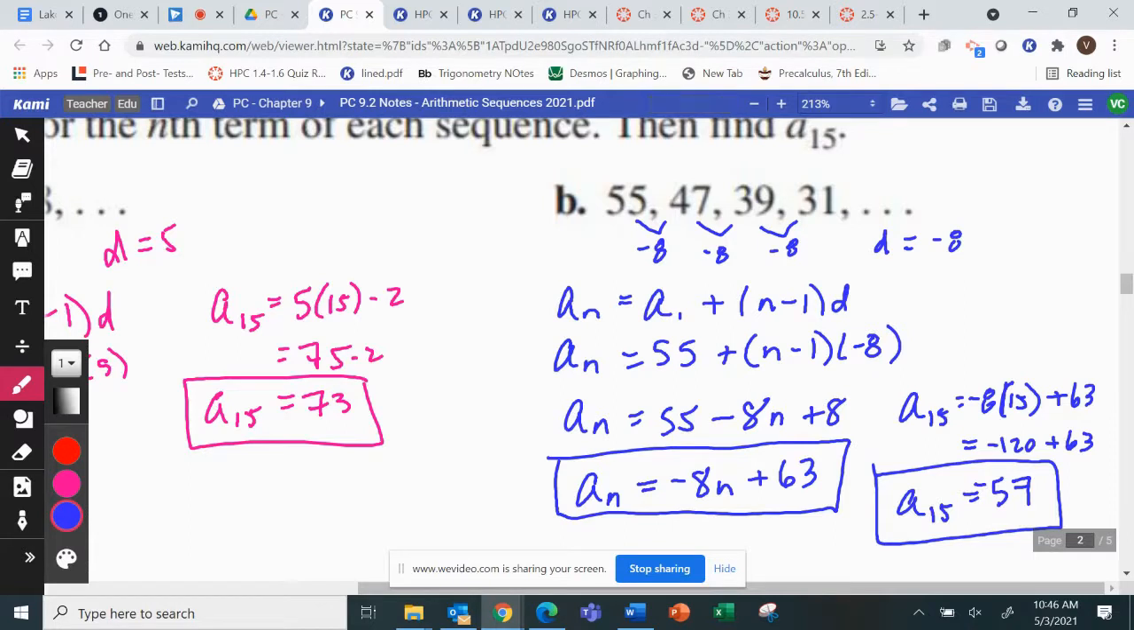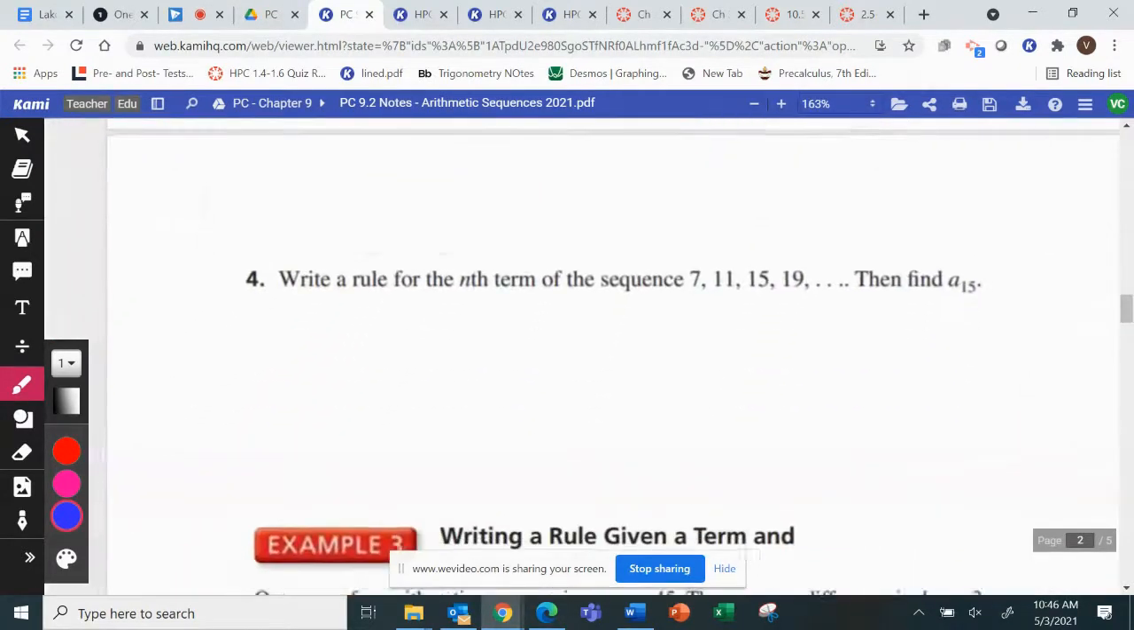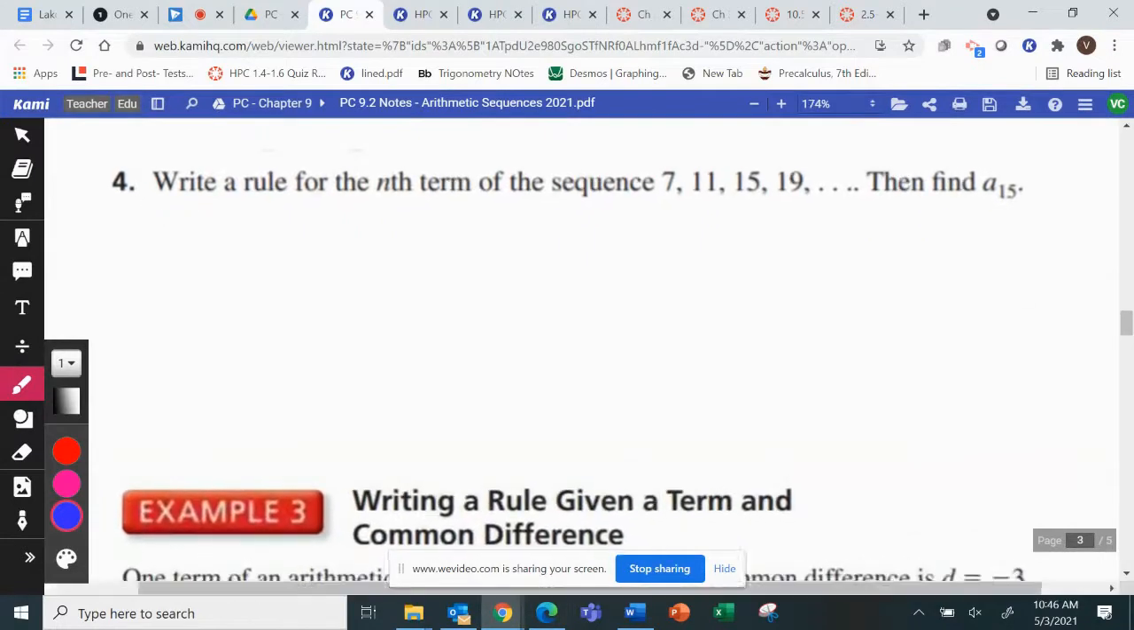So today is all about a formula. Way less thinking than we've been doing. Actually, it's about 2 formulas today. Anybody have any questions over these? All right, try one on your own, totally on your own. The sequence 7, 11, 15, 19, find a sub 15.